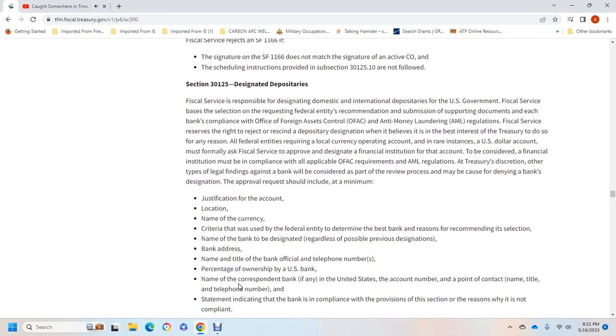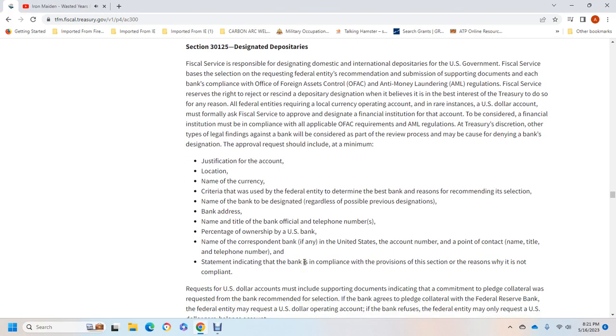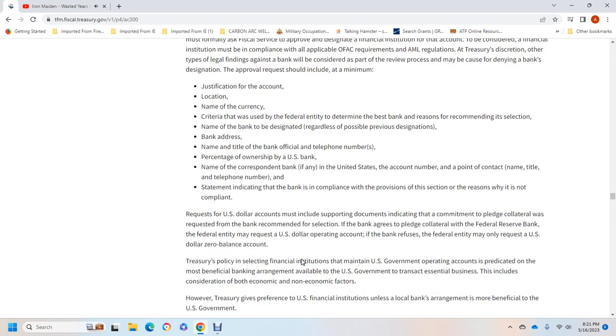Include the bank address, the name and title of the bank officer, the telephone number, the percentage ownership of the U.S. bank, the name of the corresponding bank in the United States, the account number, and the point of contact name, title, and telephone number. Include a statement indicating the bank is compliant, or the reason why it is not compliant. Requests for U.S. dollar accounts must include supporting documents indicating the commitment to pledge collateral, with the bank recommendation.